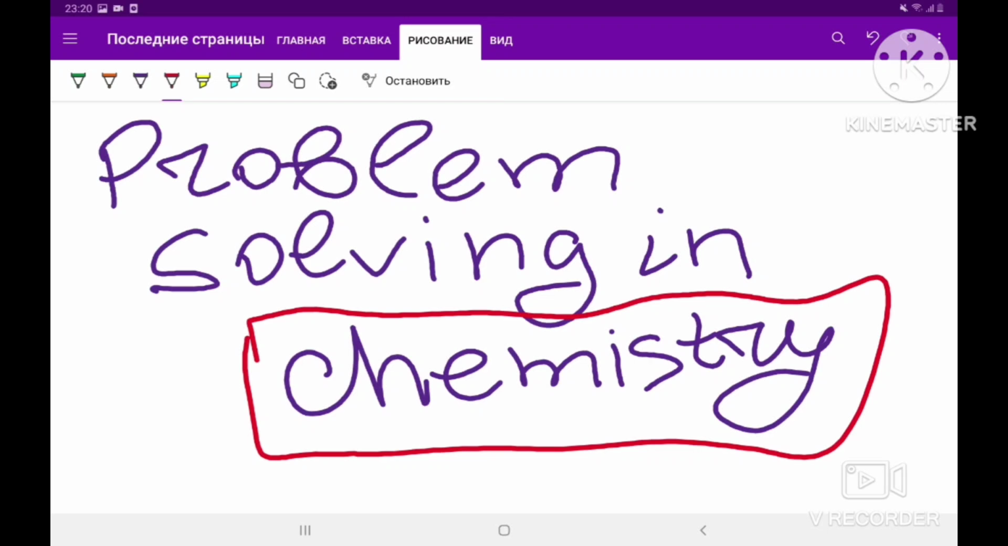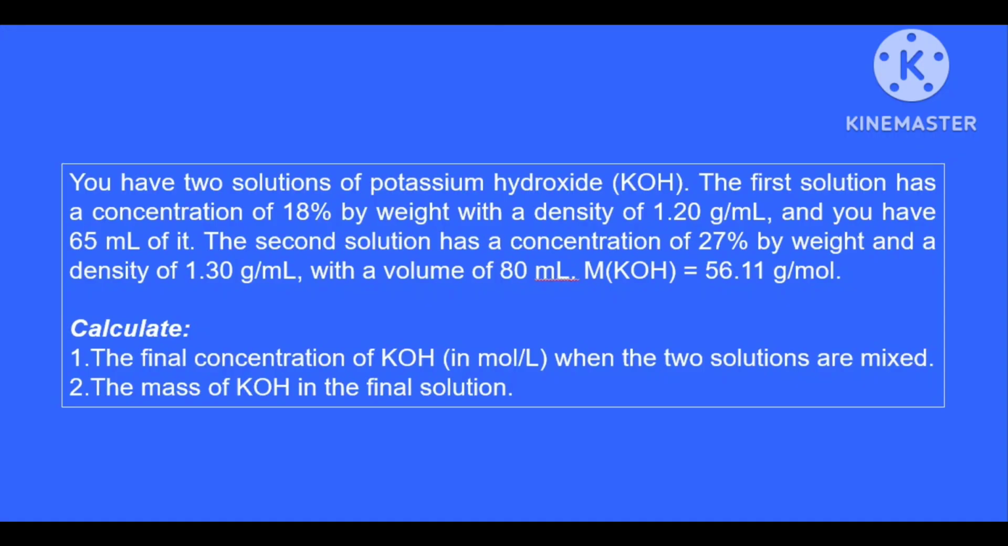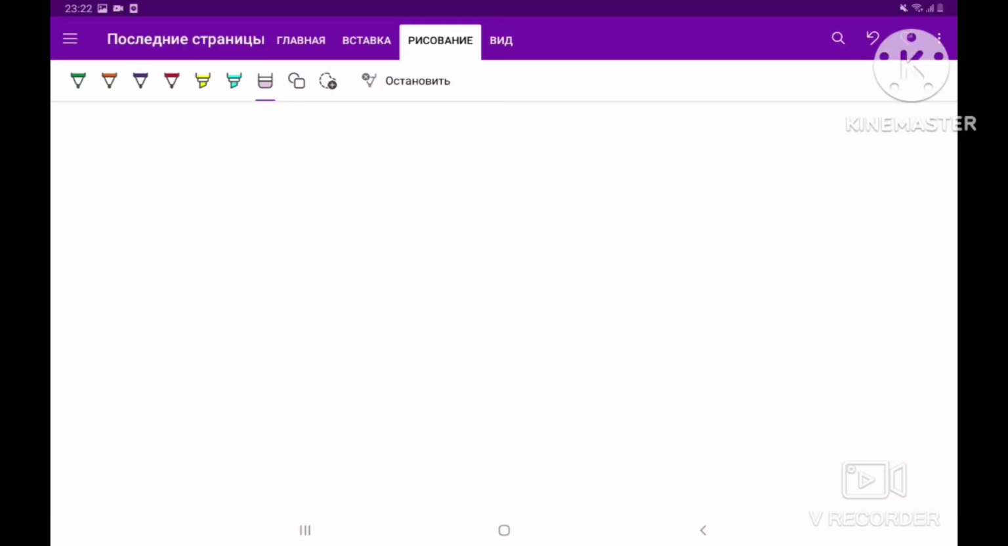Hello everybody. Today we will continue our topic, problem solving using dimensional analysis or formulas. I will show you some problems and their solution ways. Let's see the first problem. Okay, so let's see what we have. Let's start with the given data.